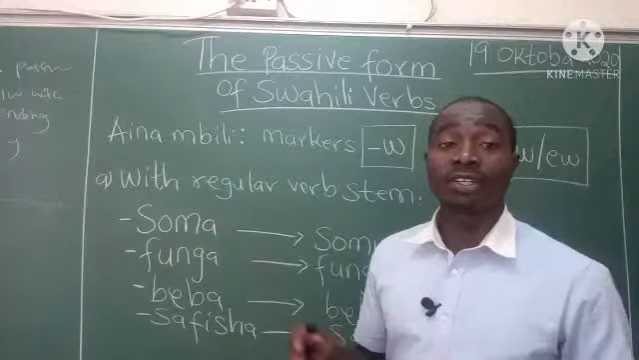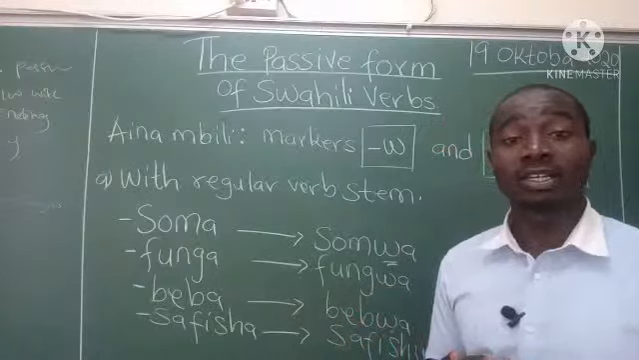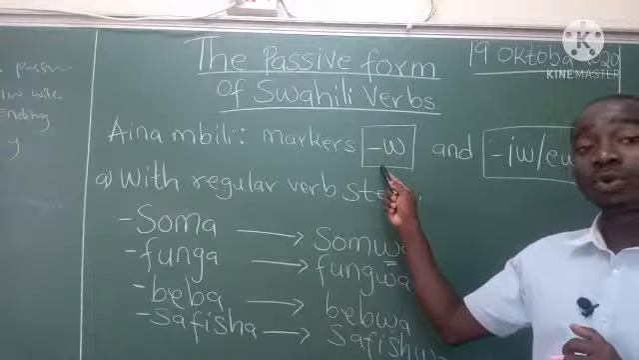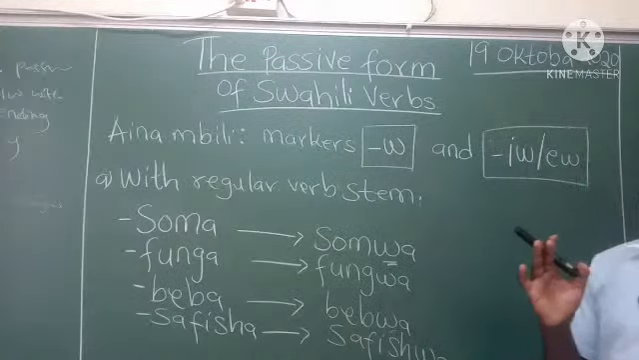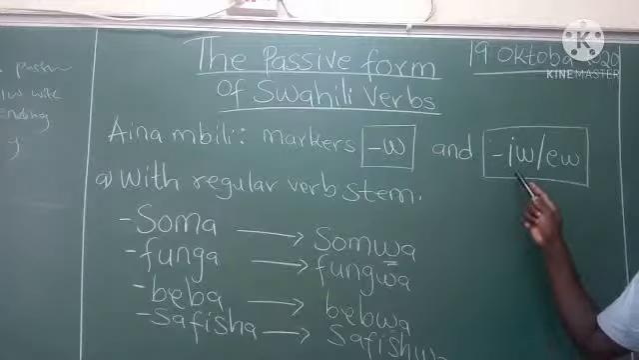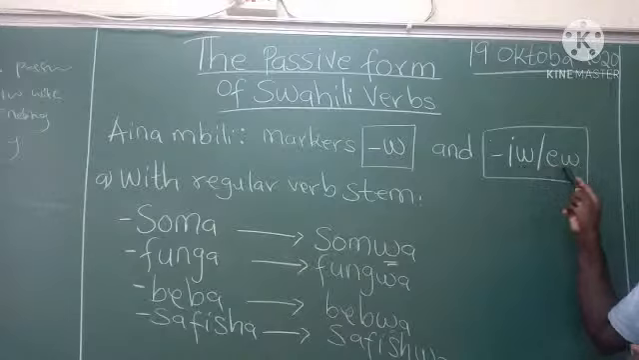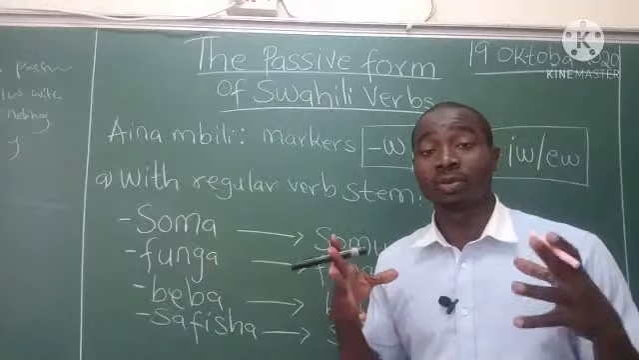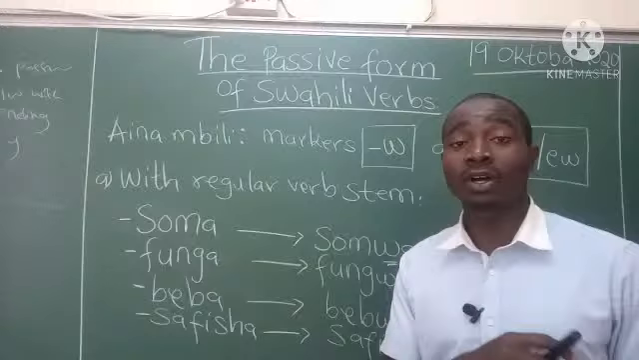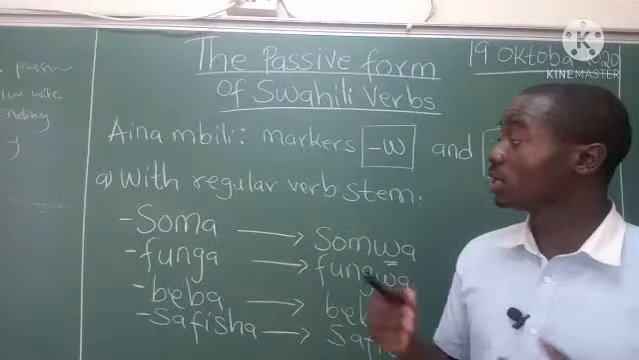As I have written here, we have two types of passive markers. The first one is this ending W, and the second one, you won't see me when I go like this, but no problem, just listen to the sound, is EW or IW. So those are the two types of passive markers that we add to the verb stem. Today we're going to learn how to use those markers.